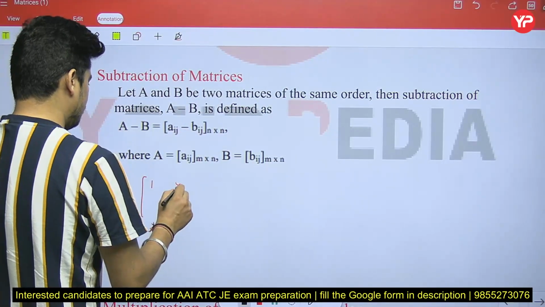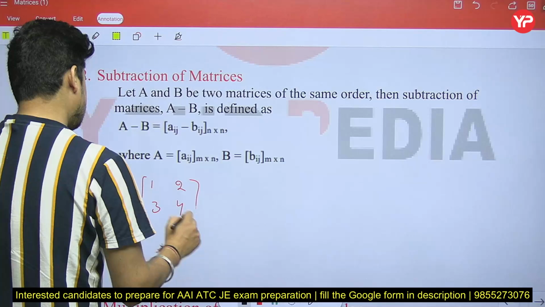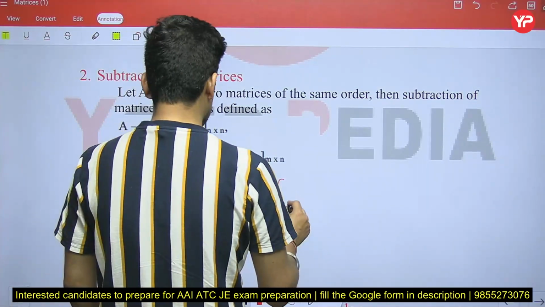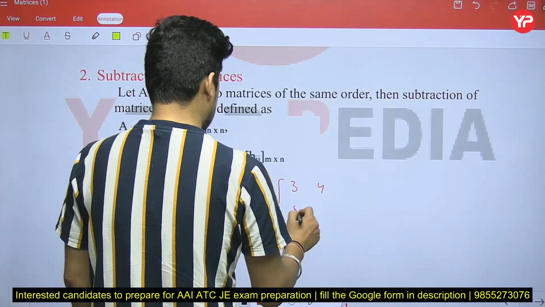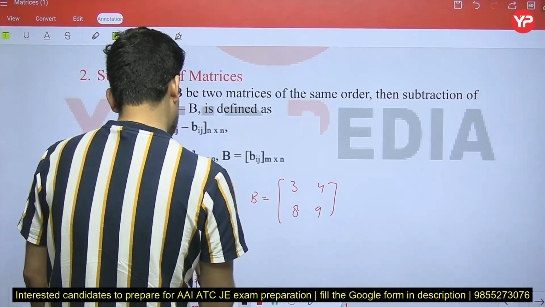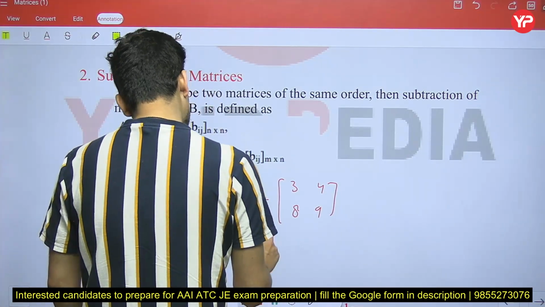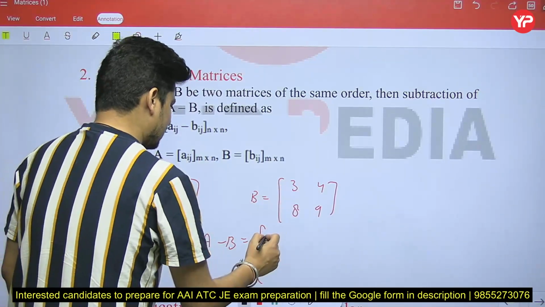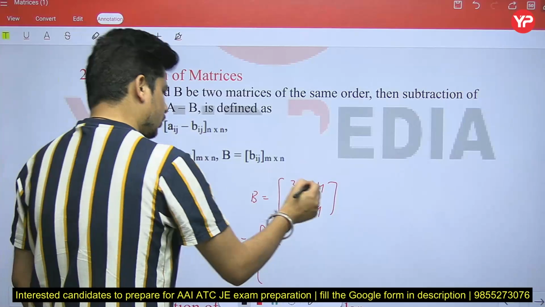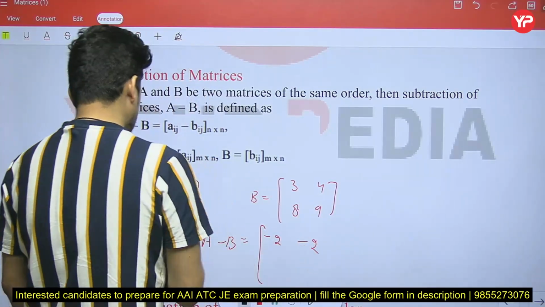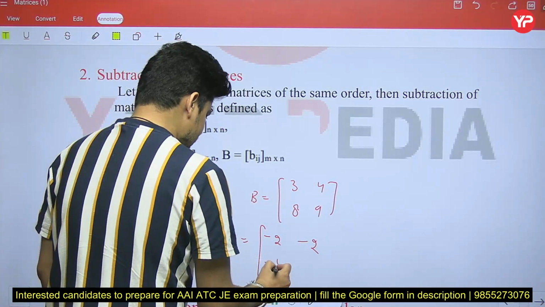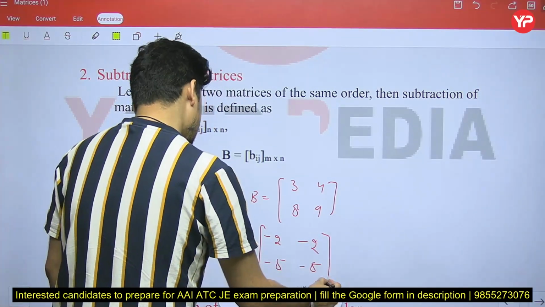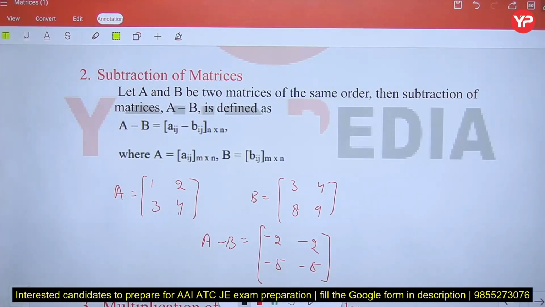Subtraction is performed like this. I am taking 1, 2, 3, 4, and this is your A matrix, and we will have the B matrix, that is 3, 4, 8, 9, and we are performing A minus B. The A minus B can be performed element by element. That means 1 minus 3 is minus 2. 2 minus 4 is again minus 2. 3 minus 8 is minus 5. 4 minus 9 is again minus 5. So this is your A minus B.